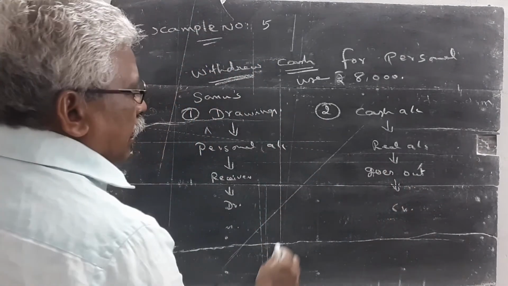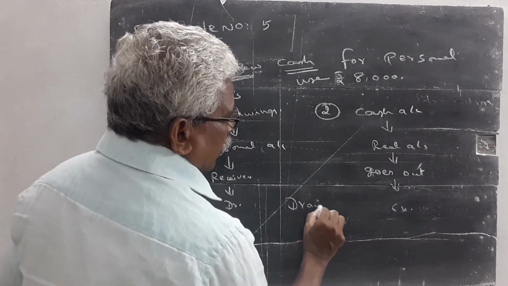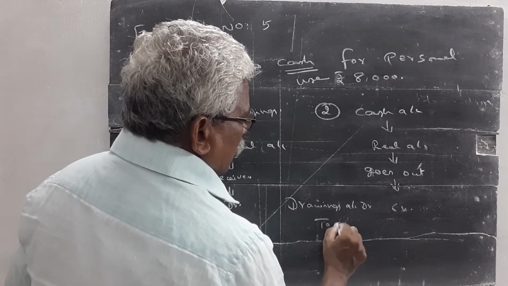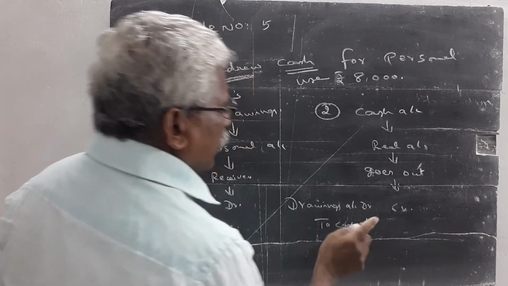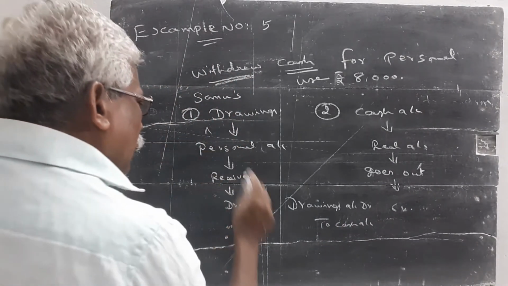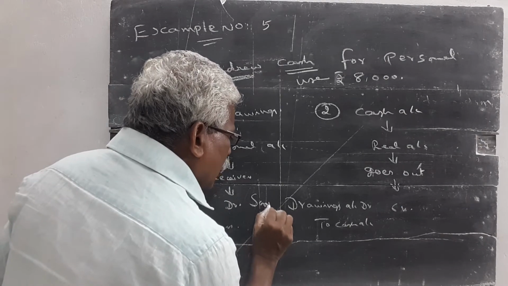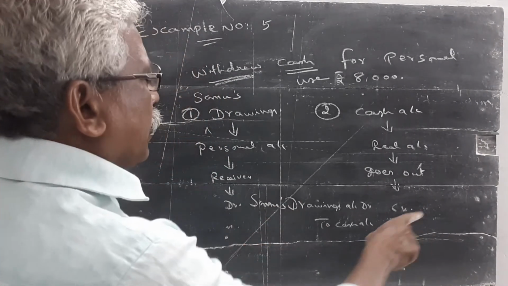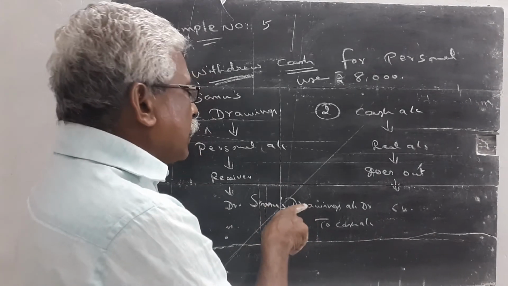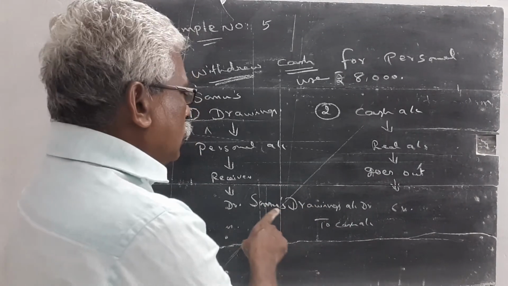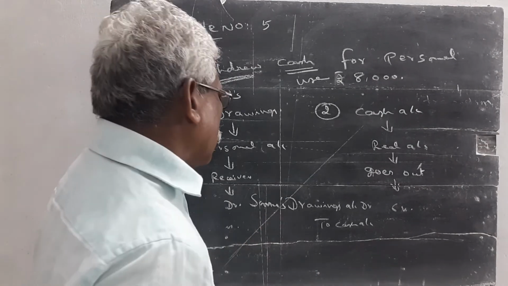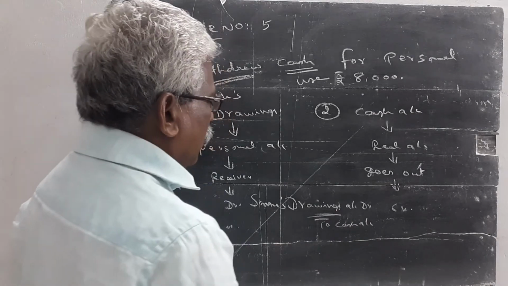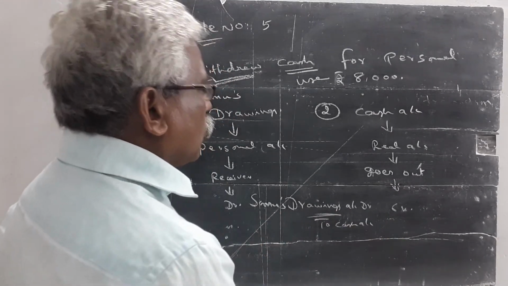So the journal entry is drawings account debtor to cash account. You simply write drawings account, that is enough. If you add the name, it is not at all wrong: Somu's drawing account, but you must specify whether it is a drawing or capital. If you simply write Somu, it is wrong. Somu's drawing account, the word drawing is very, very important. Somu's drawing account debtor to cash account.